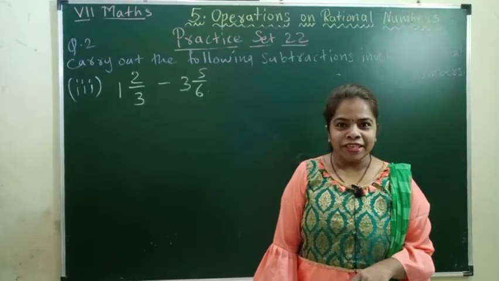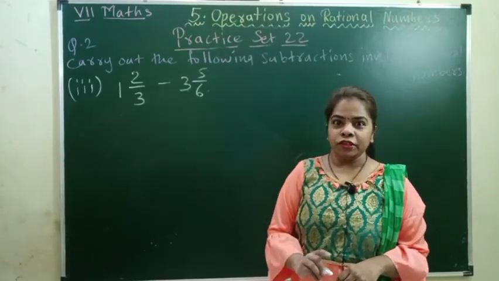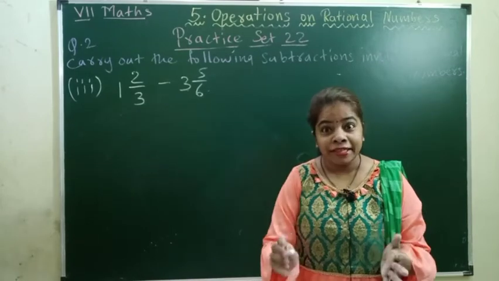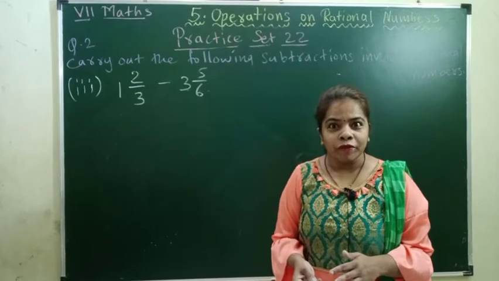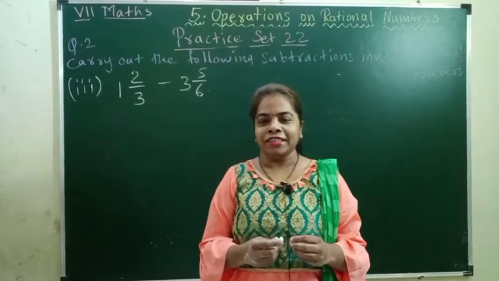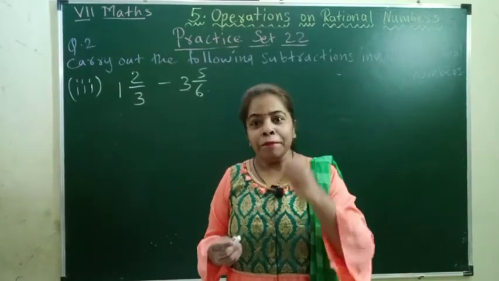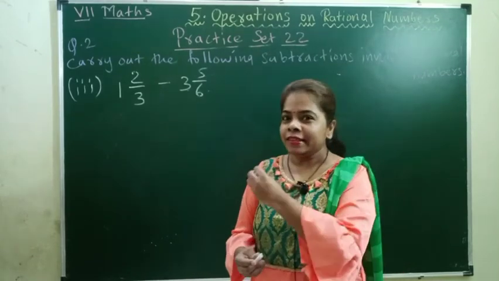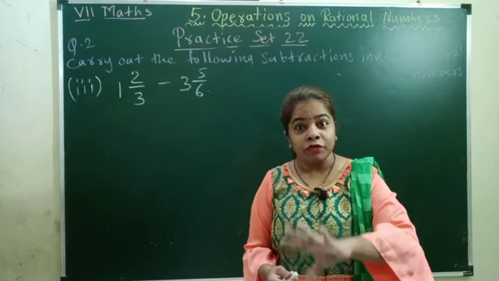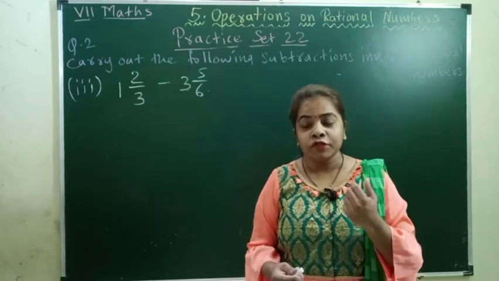Now the third sum, children. These fractions are in mixed form. These are mixed fractions, so we will have to convert the mixed fractions into improper fractions, and then we will solve this sum. So let's convert the mixed fractions into improper fractions first.